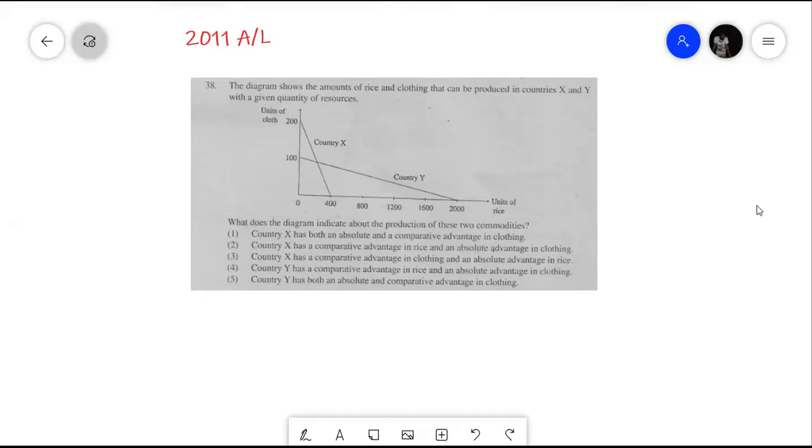You don't even have to think in this question, because if they give you a PPC, PPCs are always drawn using output data, guys. You never draw a PPC using input data. So here it's obviously output data.